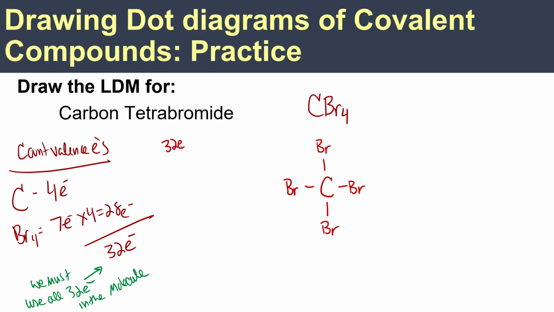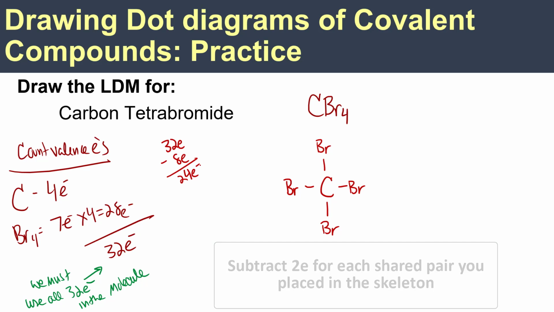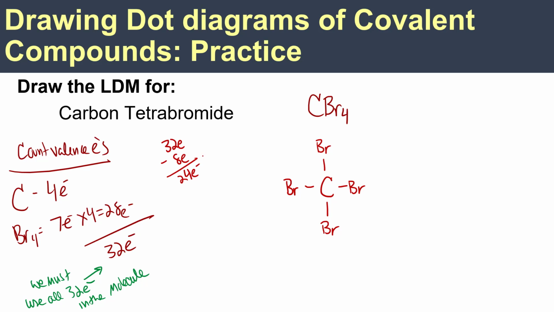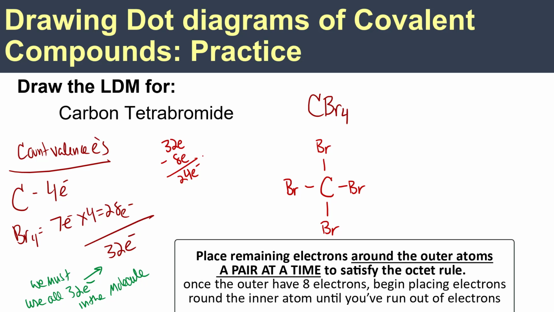I had 32 electrons I have to use. You know we got to use all of them. I am now going to subtract 8 for the shared pairs of electrons that I put into my skeleton. That leaves me 24 electrons left. So now that brings me up to step 4, which says place the remaining electrons around the outer atoms first, a pair at a time.